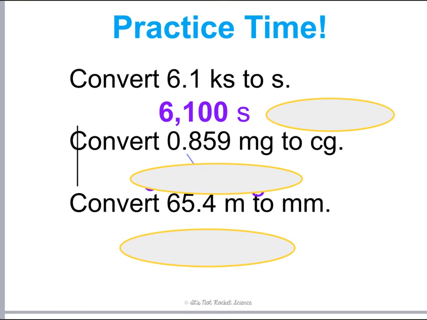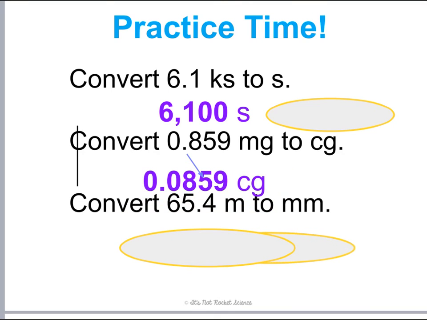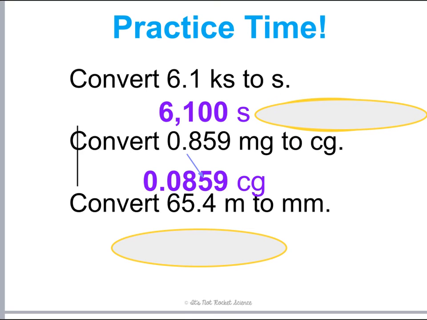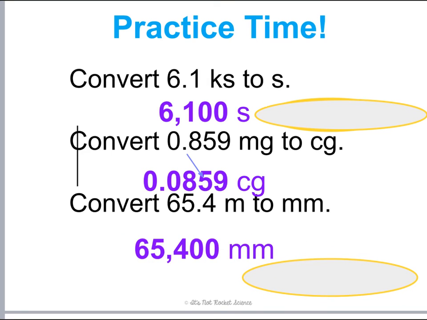Okay, and then we're going from 0.859 milligrams to centigrams. So we're going from a smaller unit to a bigger one. So we're going to move our decimal point to the left, which is going to add in a 0. And then for our last one, we have 65.4 meters to millimeters. So we're going to move our decimal point to the right and get 65,400 millimeters.